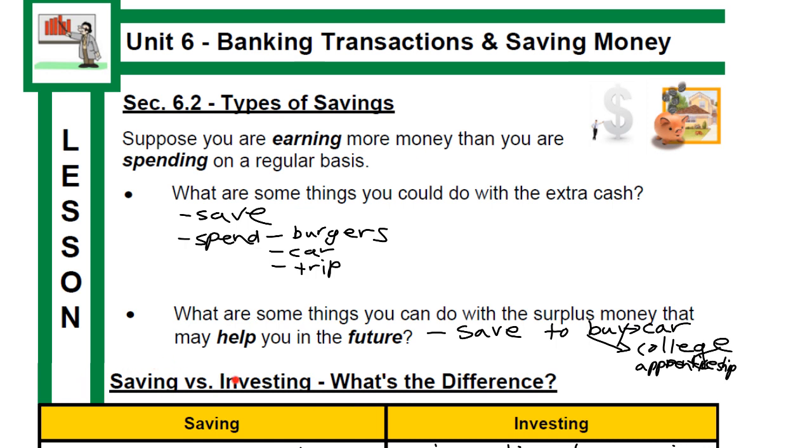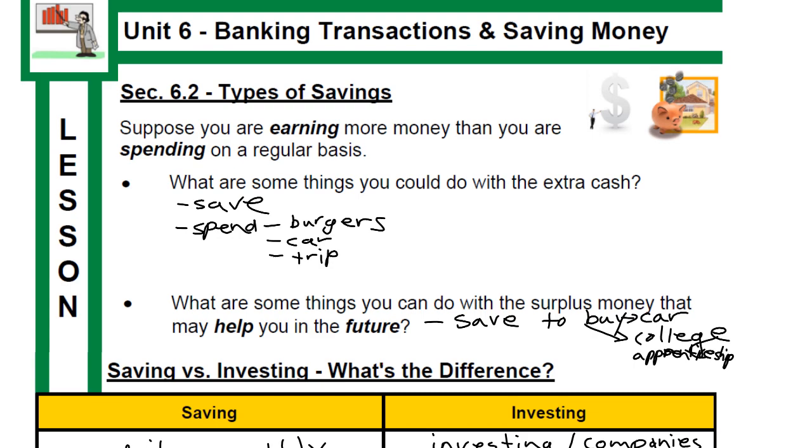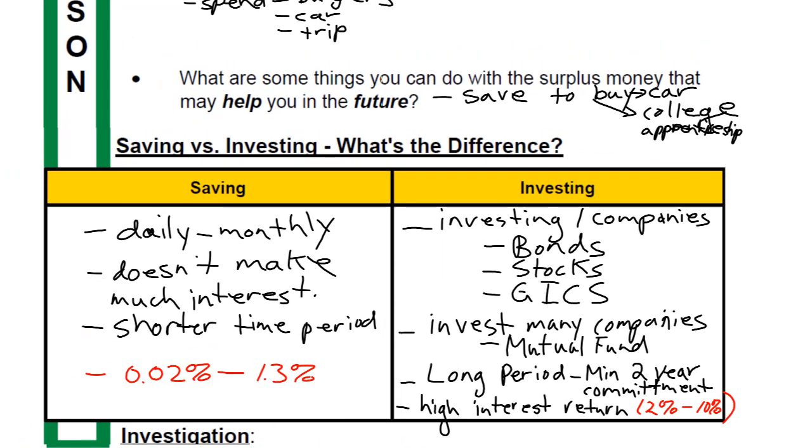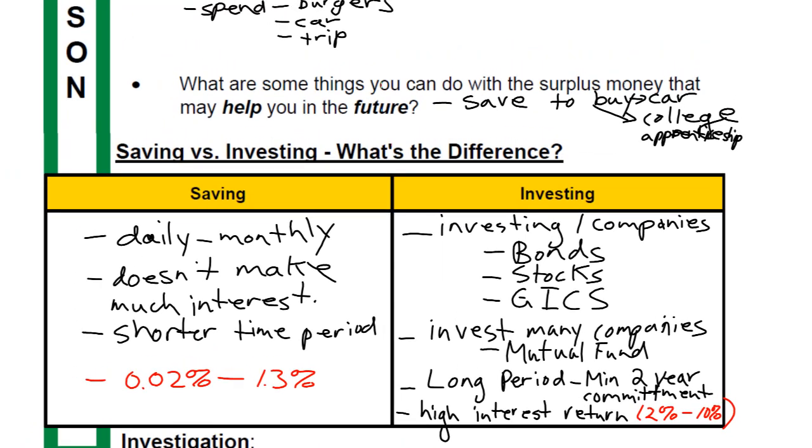Now, what does saving and investment mean, and what's the difference? When you save, you're saving monthly, and the money just sits in your bank account and doesn't get a lot of interest. But when you invest, your money is actually invested in things like bonds, stocks, or GICs, right?